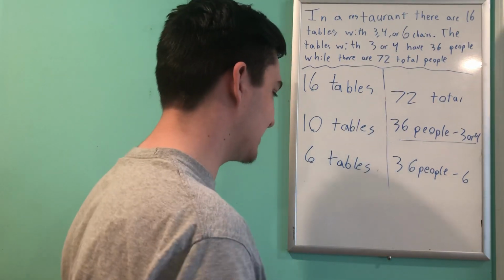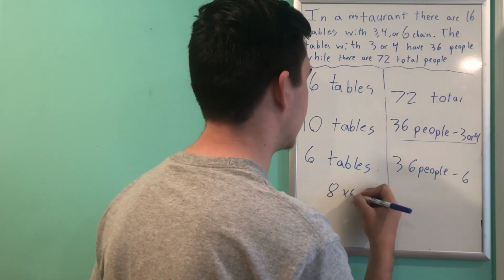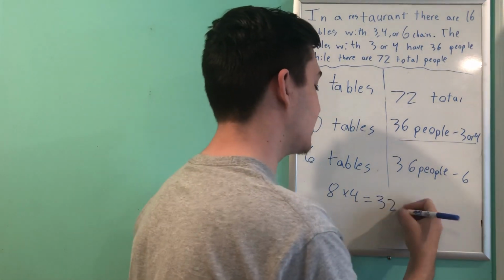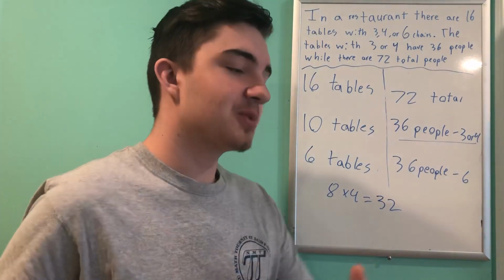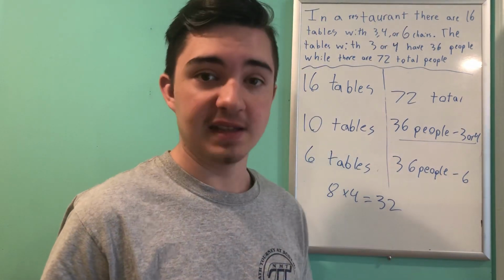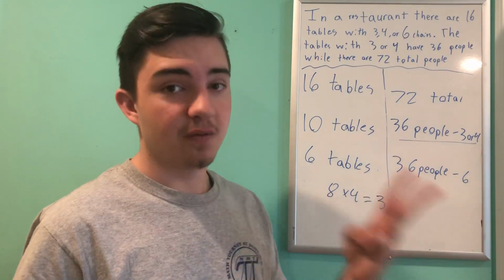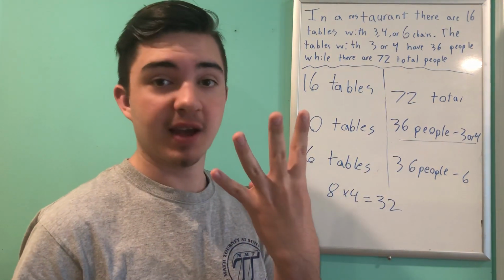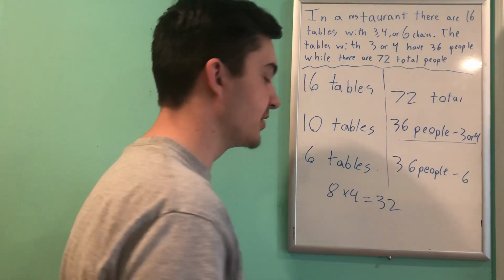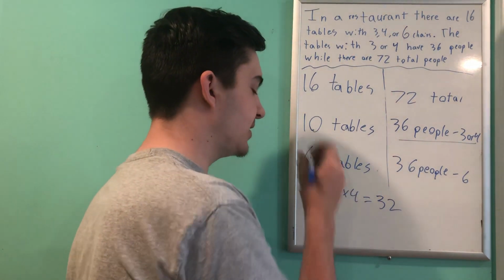Let's try 8. 8 times 4. What's that equal to, guys? 32, right? And if you guys aren't sure how to do multiplication, just know that when you multiply it by something, that's how many of them you have. So 8 times 4 means you have 4 8s. So 8, 16, 24, 32. You see, I have 4 8s. So you could count on your fingers, you could just count out. That gives us 32.